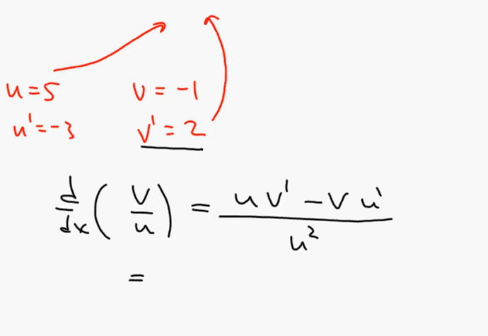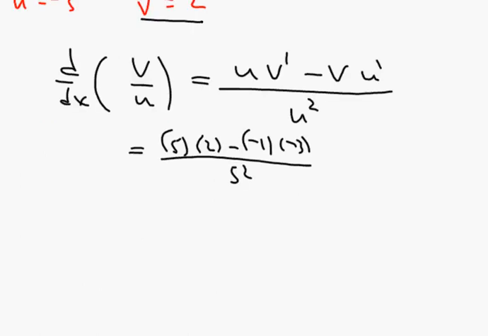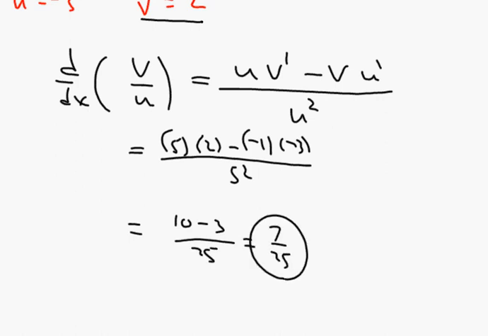That's all you have to do, and you plug in all the facts. Take the time to do that. U is 5. V prime is 2. Minus v, which is -1, times u prime, which is -3, over u squared, over 5 squared. Let's see what we end up with here. We end up with 10 on top minus 3 over 25, which would be 7/25. Okay?